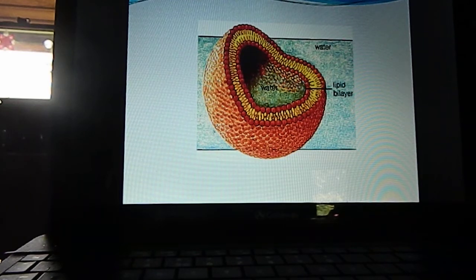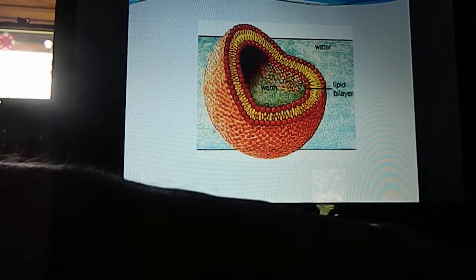So if water wants to move into or out of the cell, it cannot do it just through the membrane alone, and therefore neither can any other polar molecule. Likewise, if you had a nonpolar molecule that wanted to get in, it would not be able to, because the heads are hydrophilic, water loving or polar loving, and so a nonpolar molecule would have a hard time getting through the membrane as well.